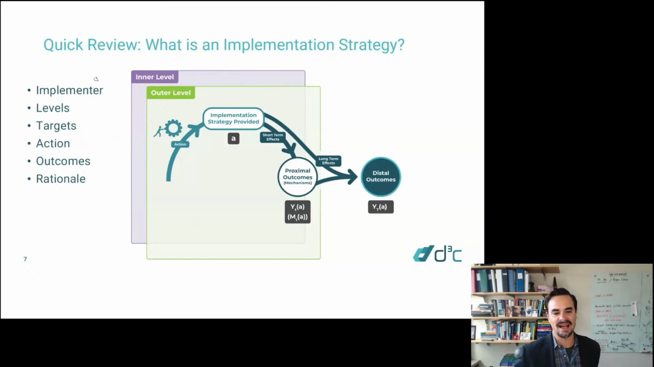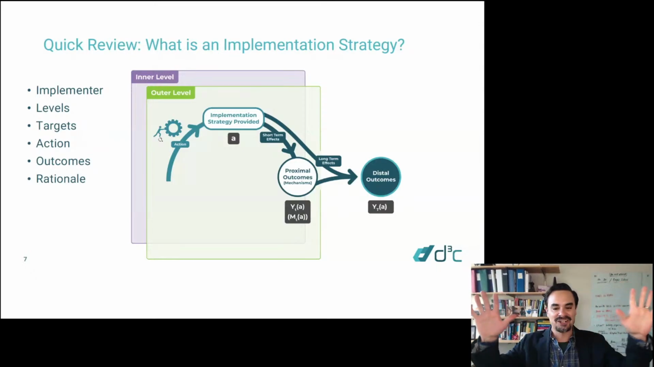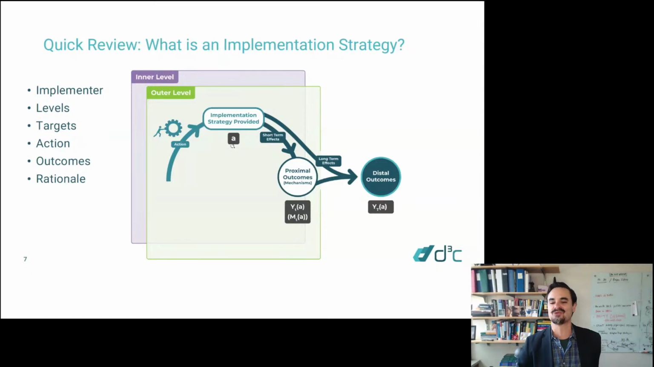It's got all these components. First of all, there's an implementer, and that's my little guy right here in the top left. As with all interventions, interventions are not received, interventions are offered or provided. That's why you see the implementer pushing an action, and that's the fourth bullet here. The action here is the actual strategy itself, for example, facilitation or coaching, or whatever the multifaceted, multi-component intervention is that is being used to get, for example, a clinic or a school to adopt an evidence-based practice.